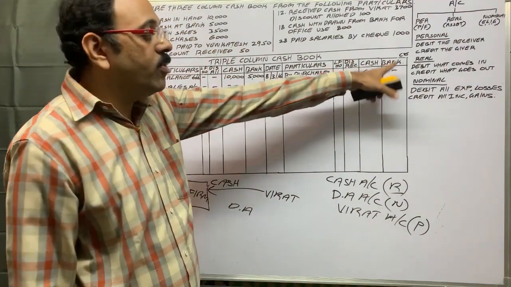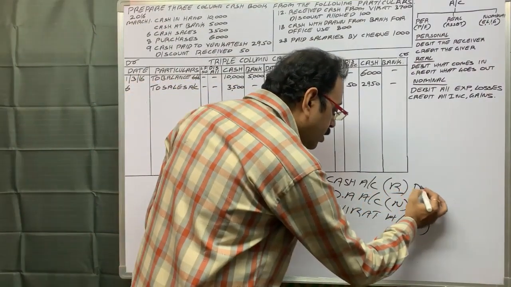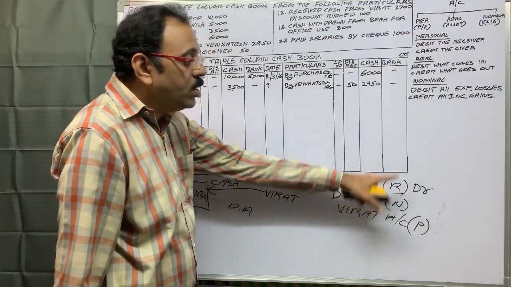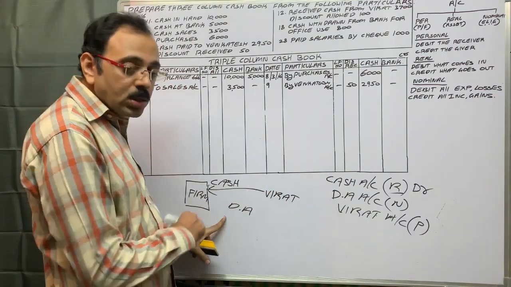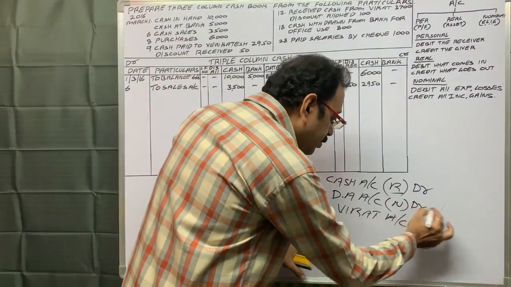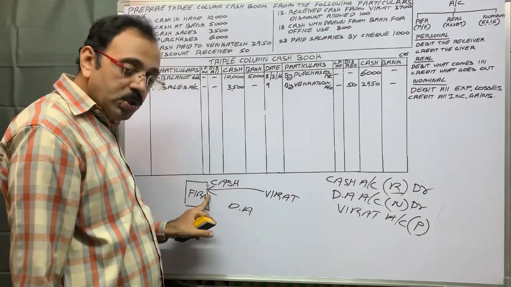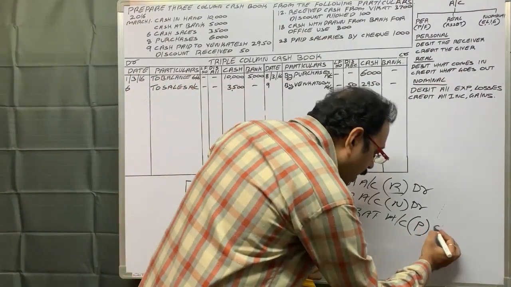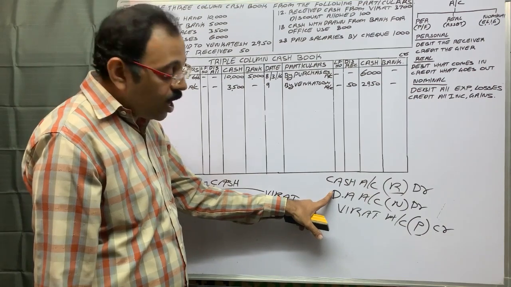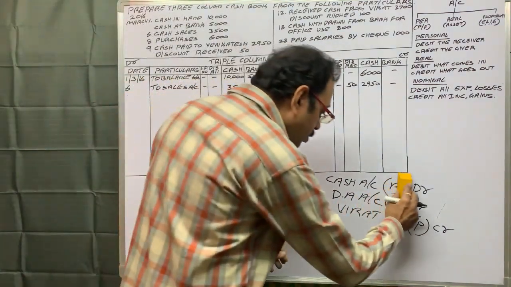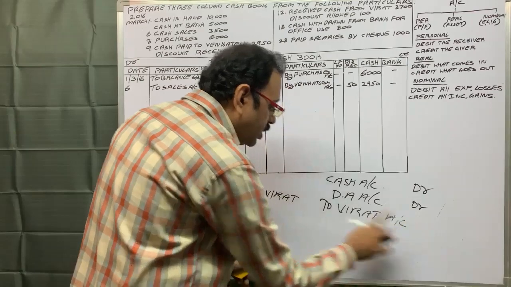Real account rule: debit what comes in, credit what goes out. So cash is coming, therefore debit cash account. Nominal account rule: debit all expenses and losses, credit all incomes and gains. Discount allowed is a loss, therefore debit it. Personal account rule: debit the receiver, credit the giver. Virat is giving cash to us, he is a giver, therefore credit him. Then the final entry: cash account debit, discount allowed account debit, to Virat account. To Virat account, this is the entry.